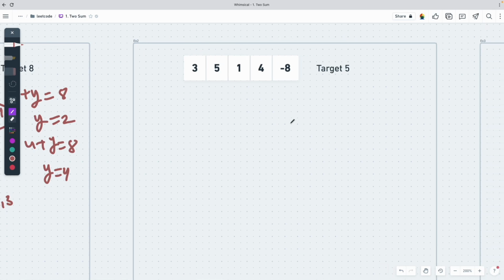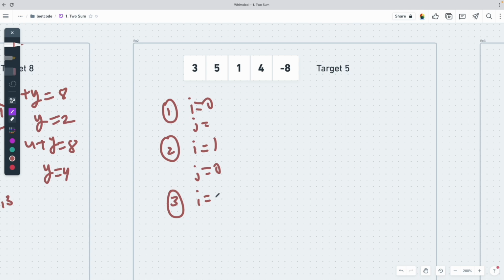Okay, let's look at another example for this. Let's say this is the given array and the target is 5. So in the first iteration i is 0, j cannot take any values, so we just go to the second one. In the second iteration i is 1 and j can take value 0, j is less than i. So 5 plus 3 is 8, it's not equal to 5. So we go to the third iteration. Here i increments, so i is 2 and j goes from 0 to less than i, so 0 and 1.